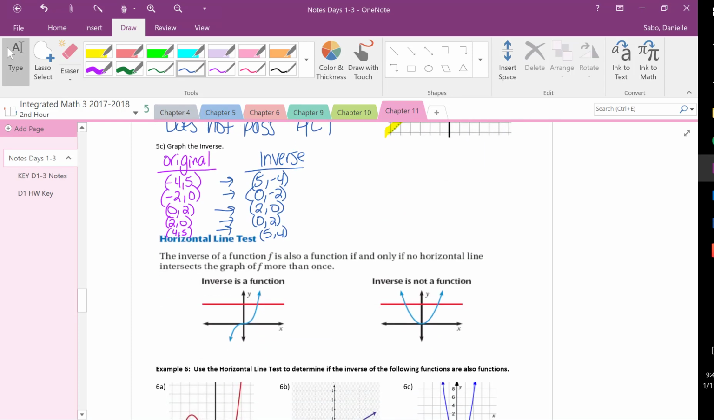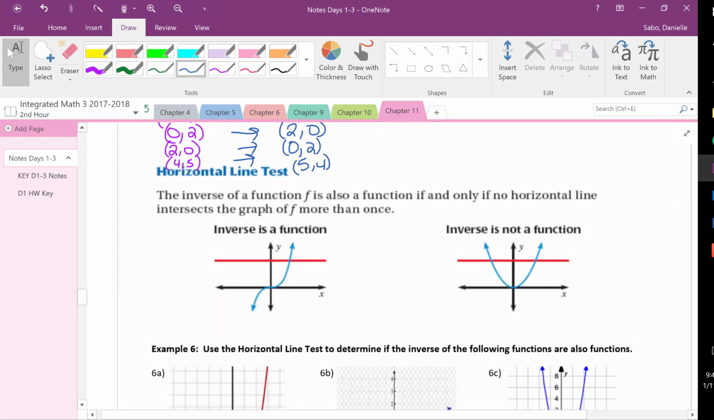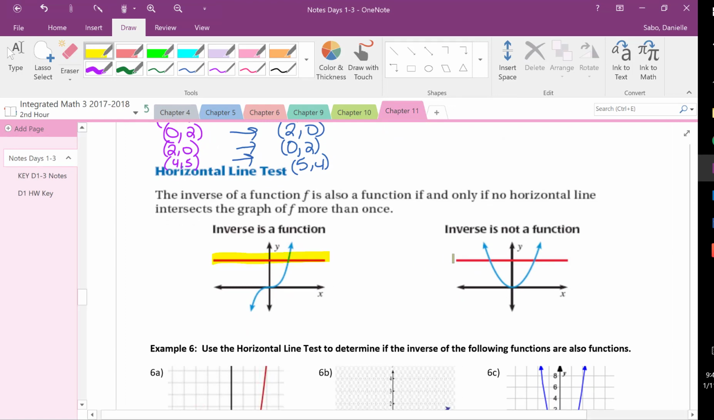So remember, the horizontal line test is what tells us if the inverse is a function or not. If you want to use your highlighter, you can put that horizontal line test here. Here it is a function because it only crossed once. Here it is not a function because it intersected 2 times. That helps us establish if the inverse is a function or not.